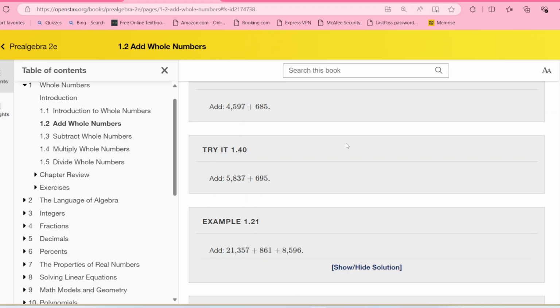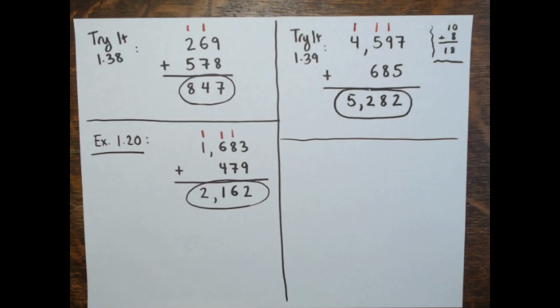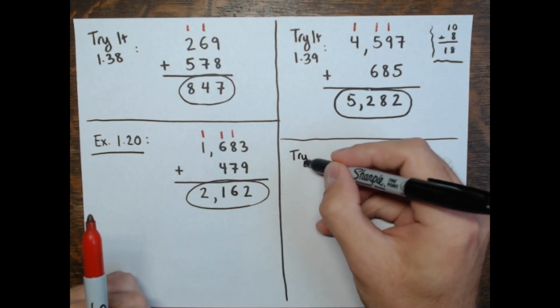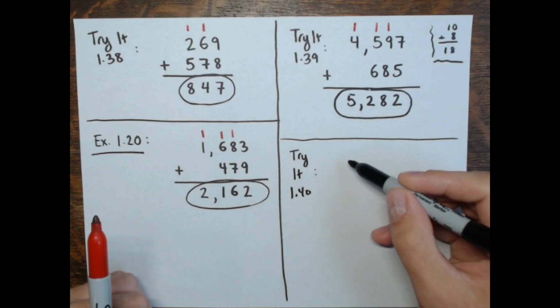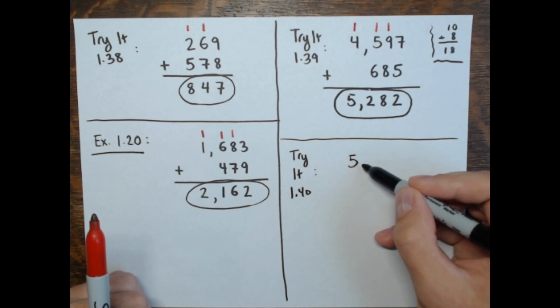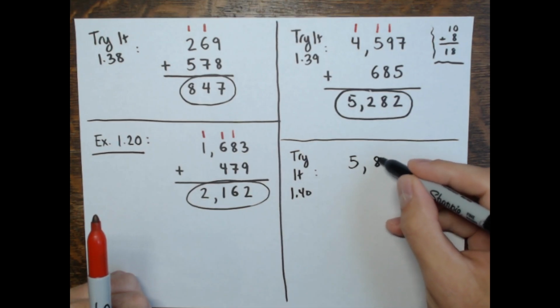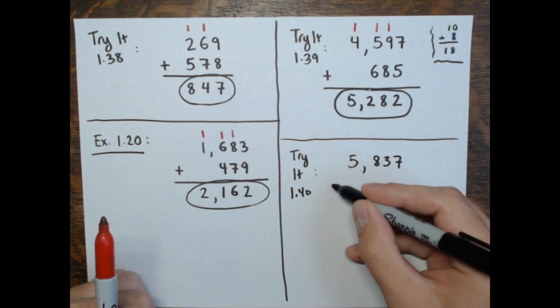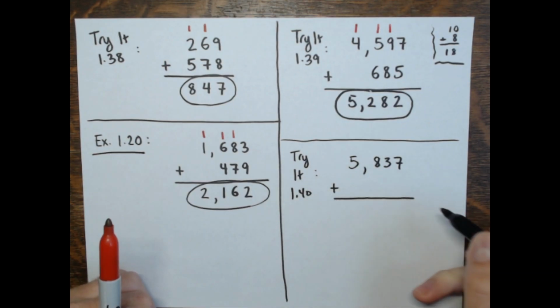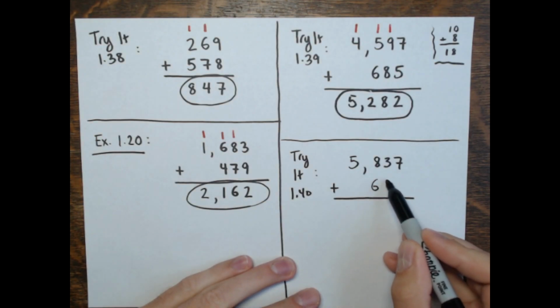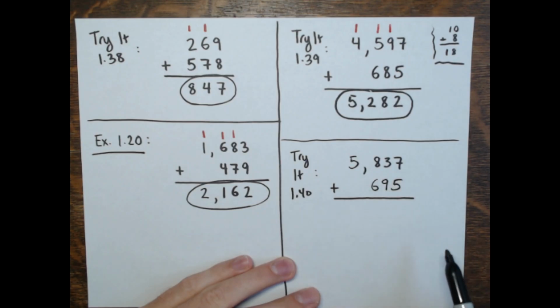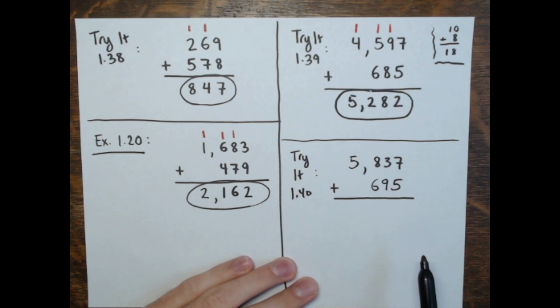All right, then try it 1.40. Still another 4-digit plus 3-digit. Try it 1.40. So we have 5,837 plus 695. Right, lining up the place values correctly.